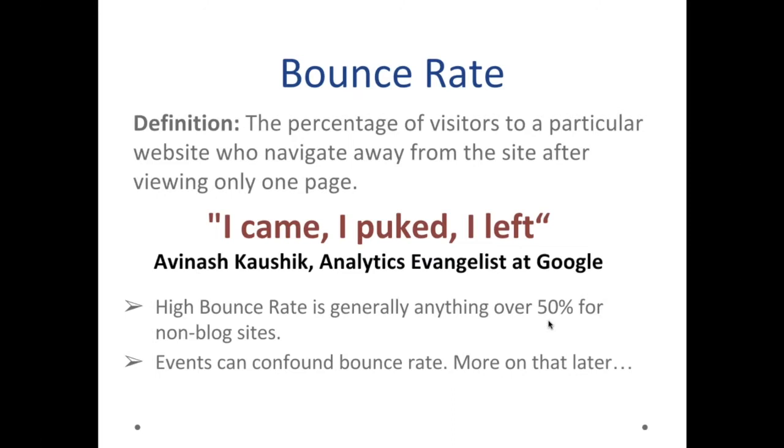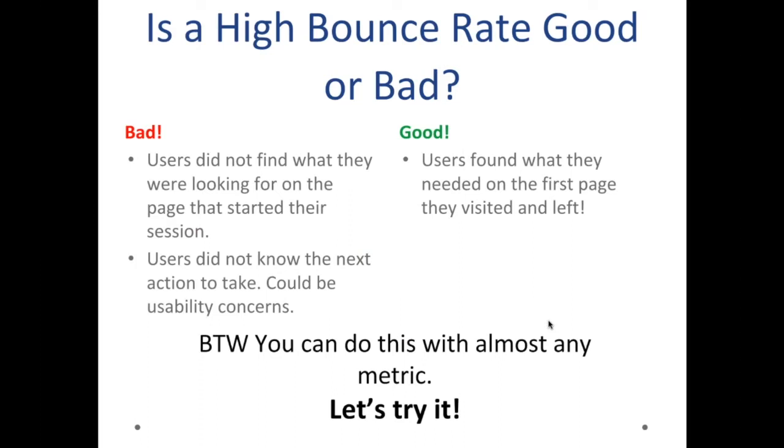Okay, so getting back to how you think about your site, how it's performing, is it successful or not? Many of our sites in the federal government are trying to provide the right information to the right users at the right time. Given the definition of bounce rate, the percentage of visitors who navigate away from the site after viewing only one page, we can look at this in two different ways. We can look at it from a negative perspective. A high bounce rate could mean that users did not find what they were looking for on the page that began their session. We could interpret it as users did not know the next action to take. So maybe this would infer there are UX issues, or maybe the navigation on your website is confusing.